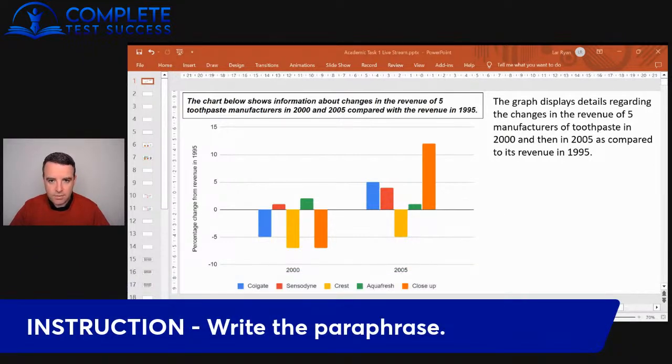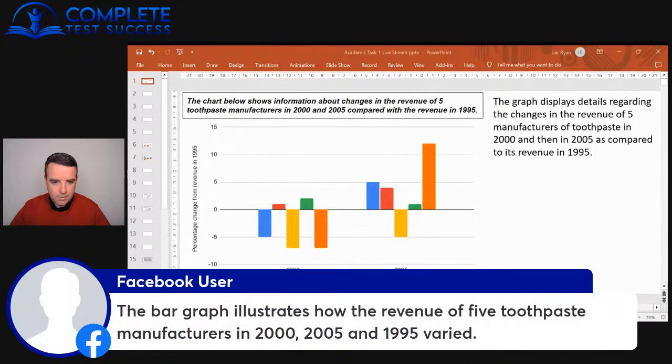Great. Well done, Afan. That's a great piece of writing. Facebook user: the bar graph illustrates how the revenue of 5 toothpaste manufacturers in 2000, and then we need, no, so in 2000 and 2005 compared with 1995. Everything else is good. Yeah, well done.